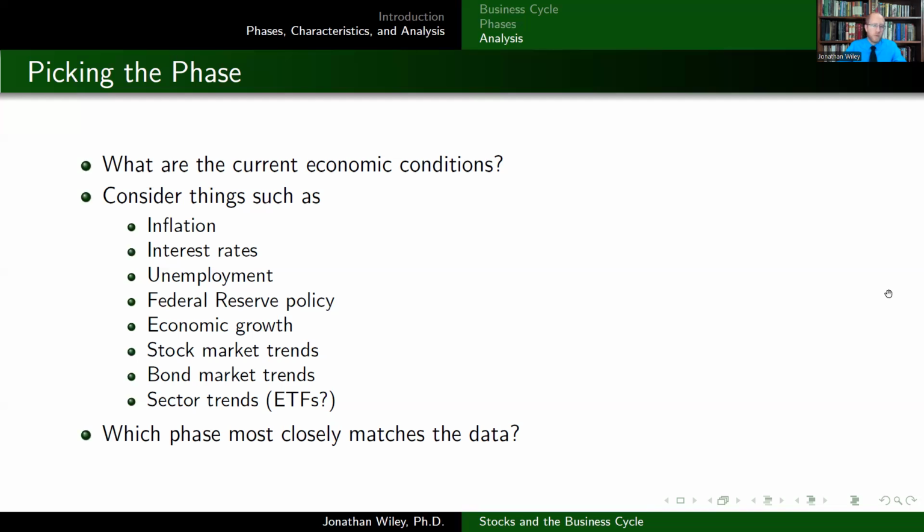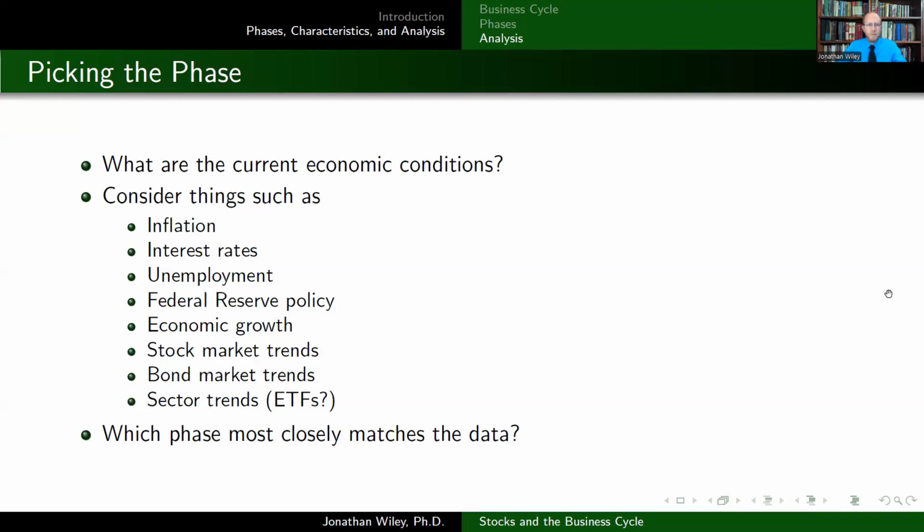Are they raising rates or lowering rates? What's inflation been doing? Has that been going up or going down? And when you look at all that, basically what you do is you try to piece it all together into a picture that is telling you about where the economy is.